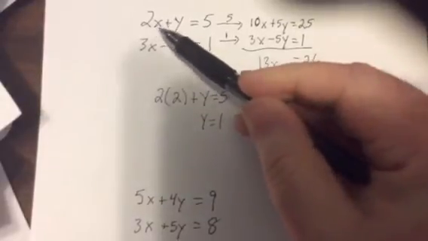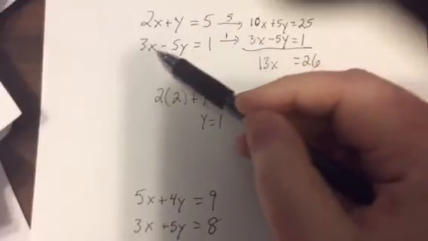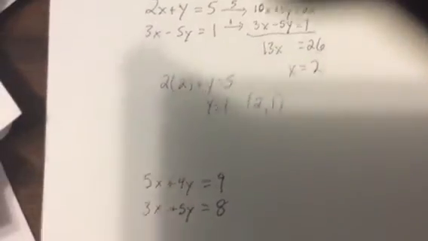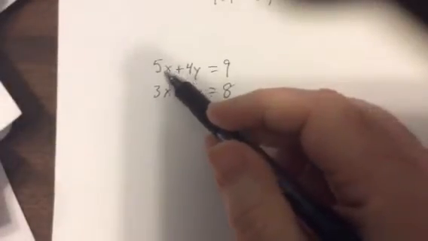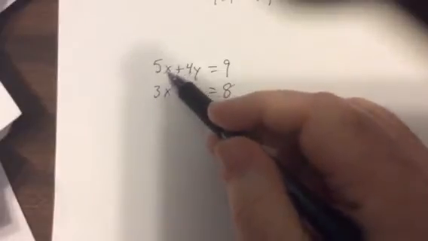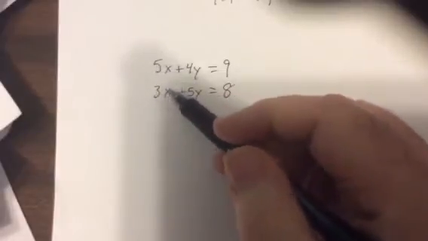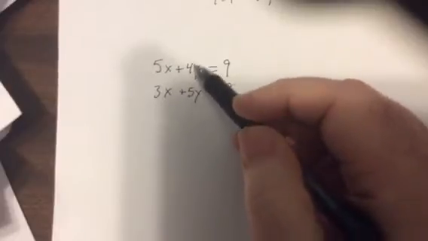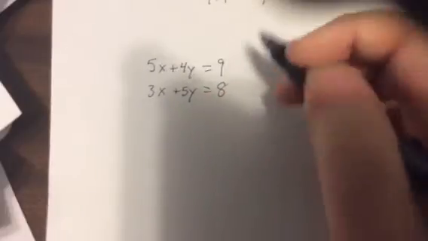Let's check it. 2 times 2 is 4, plus 1 is 5. 2 times 3 is 6, minus 5 is 1. Yay. Okay, here we go. Now, good. So this one, what would I multiply this by, so I have opposites? Well, I could do -3 and +5. This one I could do -5 and then 4. Nothing in common, so it doesn't make it any easier.